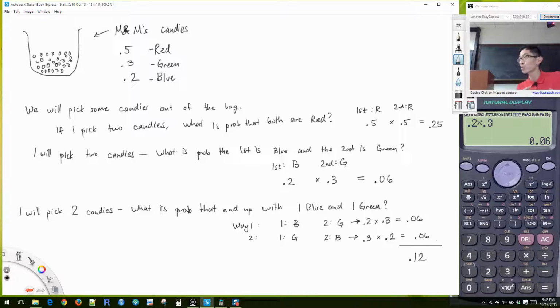Those are different situations, so we have to treat them as different situations. But it turns out the probability of blue-green is 0.06, and the probability of getting green then blue is also 0.06, okay? But they're different things, so we get 0.06 and 0.06, and the total probability of getting either this scenario or this scenario, we add those two together and we get 0.12.